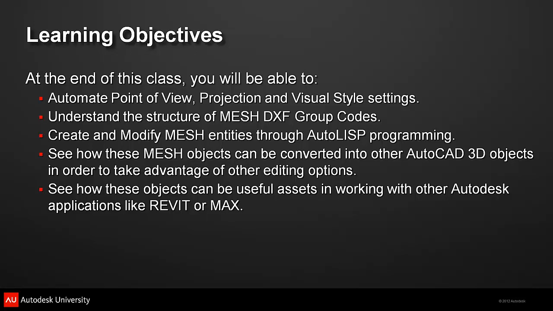To make mesh objects, we must understand which values must be assigned to the DXF group codes in its entity definition list. Once this has been made clear, we will see how they can be made and modified through classic AutoLISP. Further editing possibilities can be attained by converting meshes to surface and solid objects, and the resulting objects can be exported to programs like Revit or Max. In this context, you can profit by attending other classes on conceptual design at AU 2012.